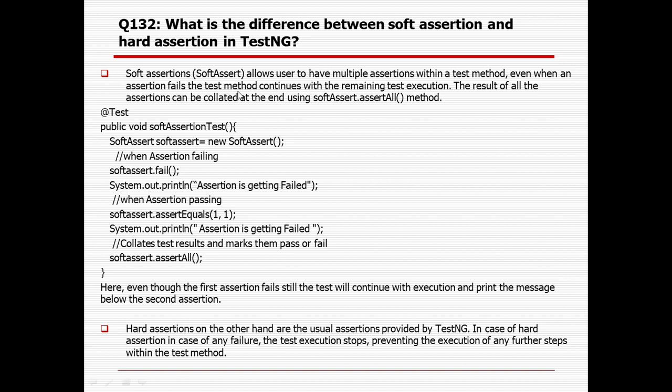So this is the syntax for soft assertion. You can see at the test annotation, you need to create a class, and there you need to use the soft assert class. You need to create an object of the soft assert class. Then soft assert dot fail, in case it is failing, you need to give the output.